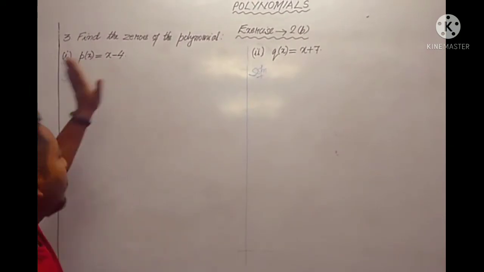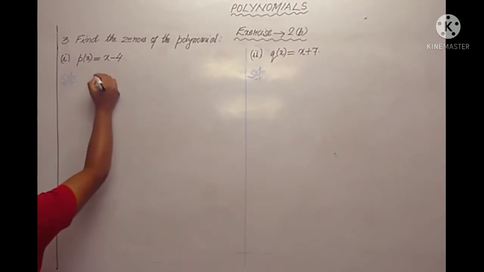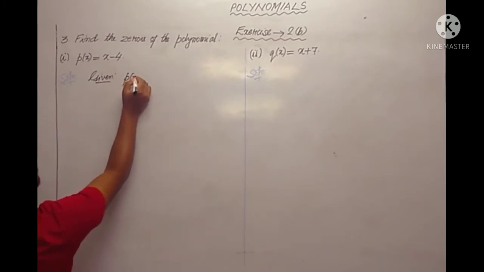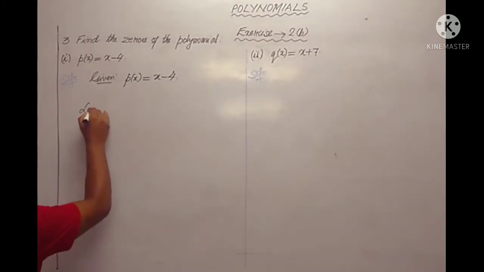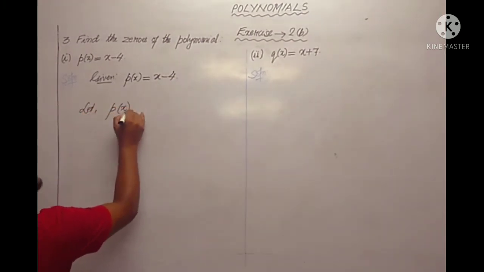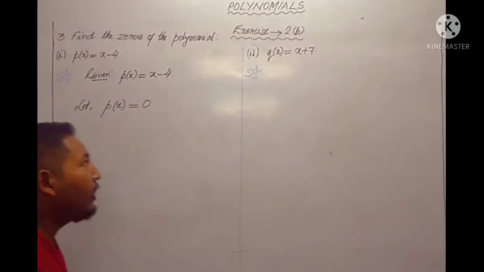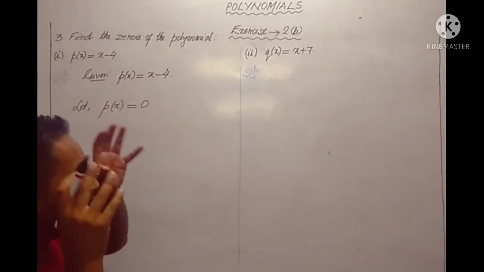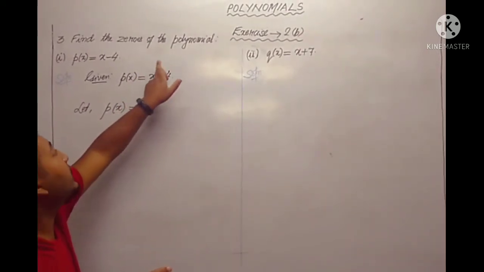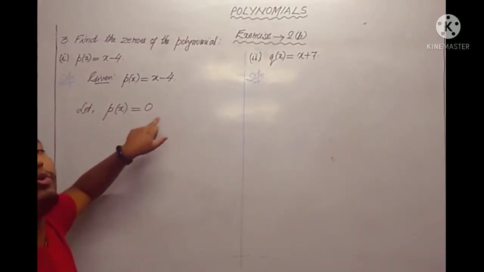Now, find the zeros of the polynomial p(x) equals to x minus 4. Given p(x) equals to x minus 4. Now, we write let p(x) equals to 0. Now, why do we equate with 0? As I just said, we equate with 0 because when you get the value of x and when you put that value of x here, everything will become 0, and that is why we say let p(x) equal to 0.